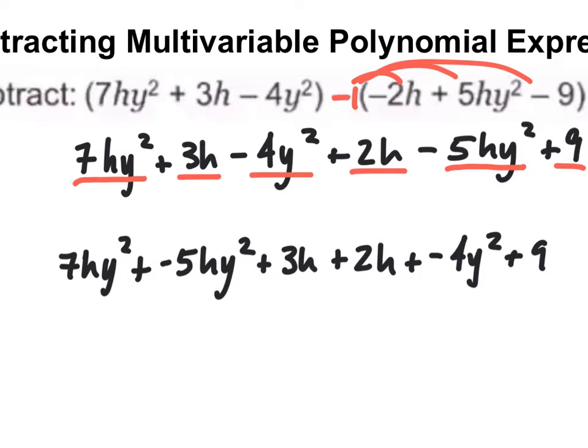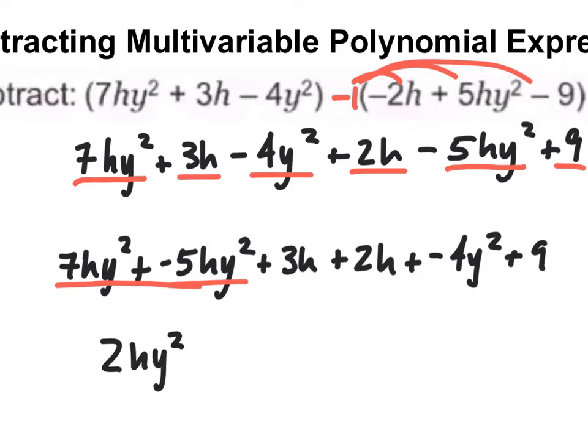Now, what I'm going to do is this: let's just combine what we've got first, and then we'll put it in standard form. So I'm going to combine these two terms, 7hy squared plus negative 5hy squared. So 7 plus negative 5 is going to give me a positive 2. So remember, whatever your variables are, just keep them, add your coefficients, and then you're good. So I'm going to do a 2hy squared.